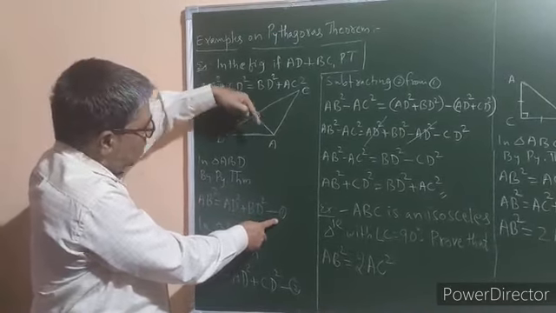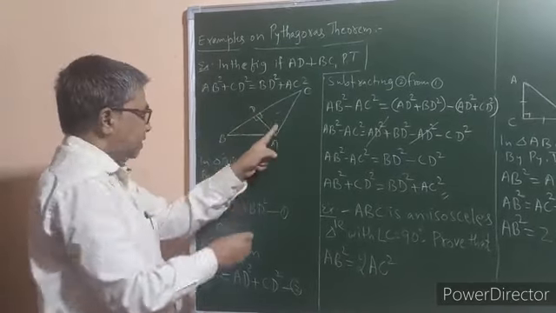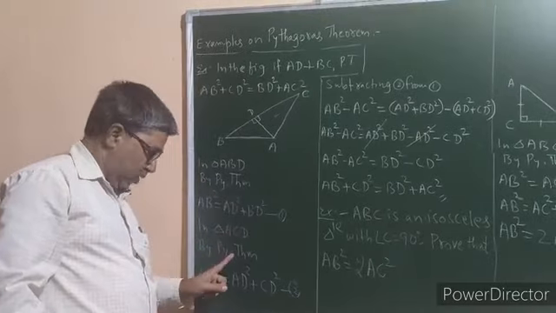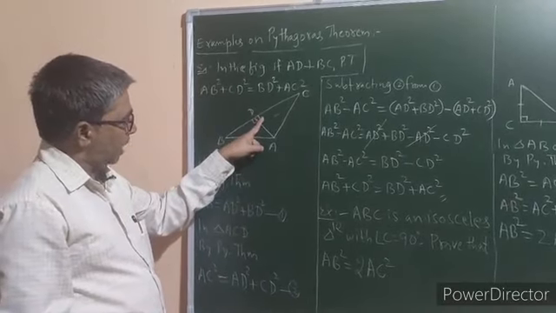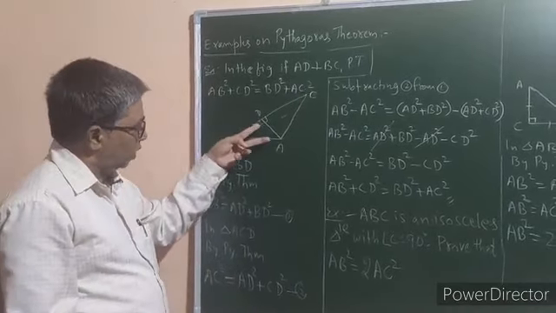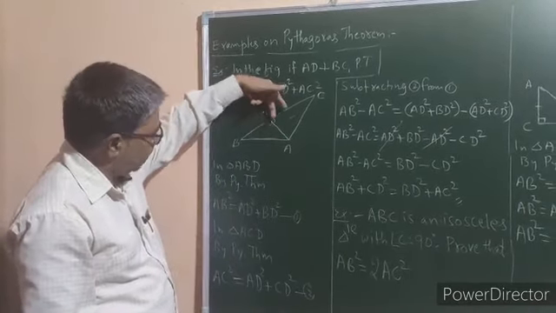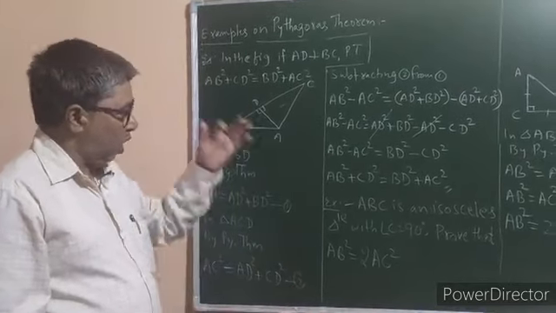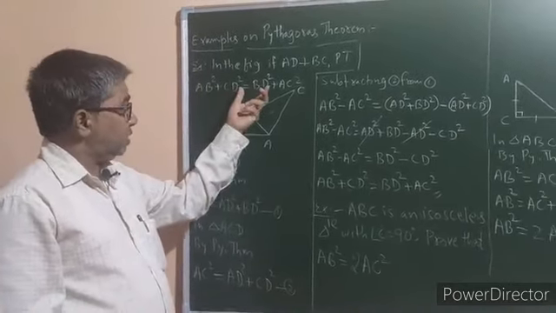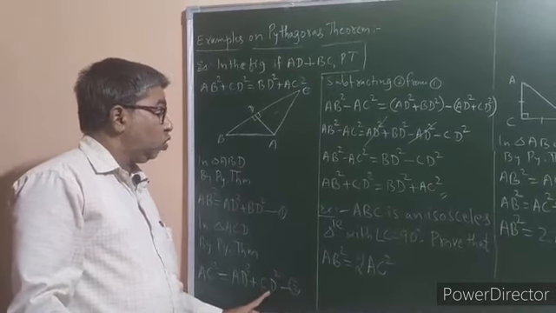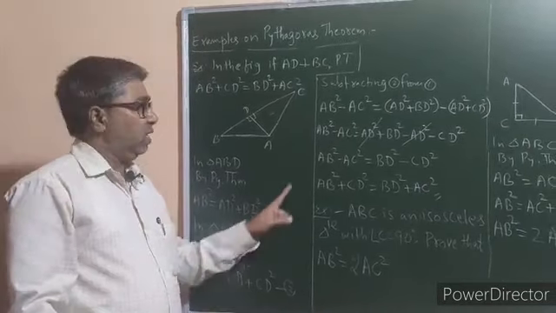In the same way, go for triangle ACD. In triangle ACD, again by applying Pythagoras theorem, the side opposite to angle D is AC, so AC square is equal to AD square plus CD square. Call this equation number 2. Now to prove this, we have to subtract equation 2 from equation 1.